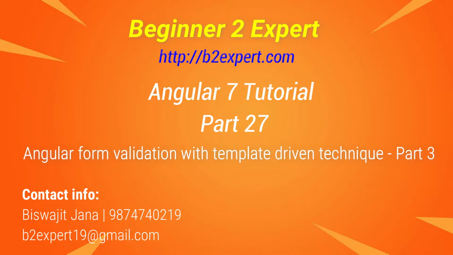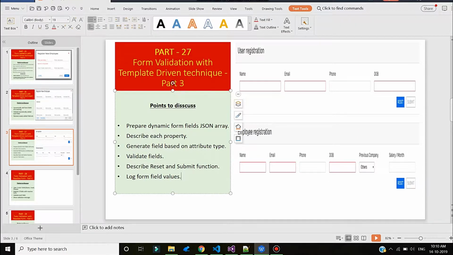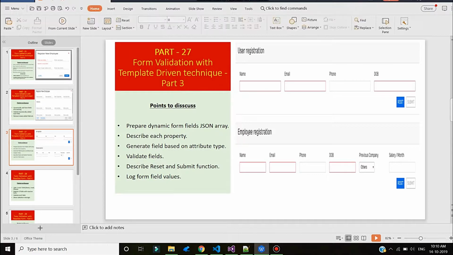So let's get started. Before jumping to the code section, I will summarize what I'm going to discuss. Here we prepare a dynamic form fields JSON array, describe each property, generate fields based on attribute type, validate the fields, describe the reset and submit functions, and log the form field values.